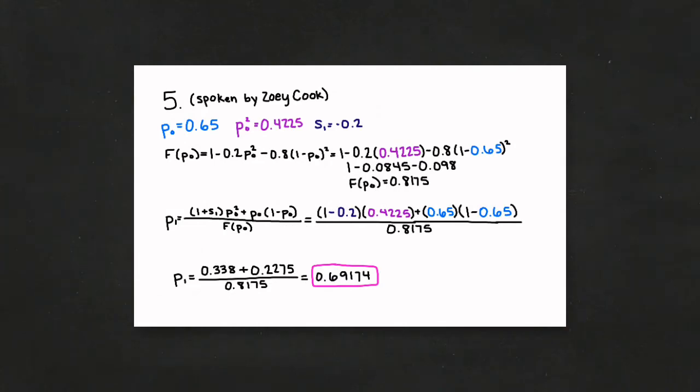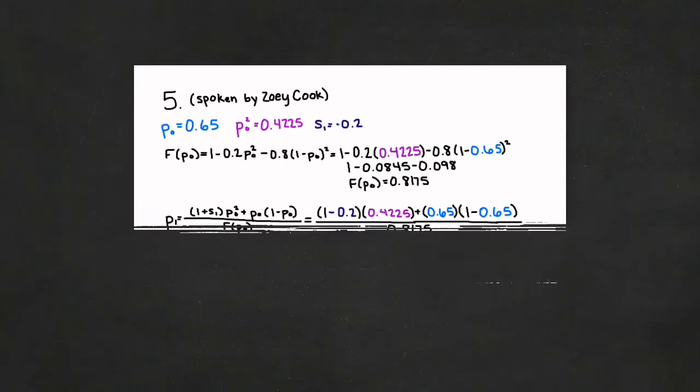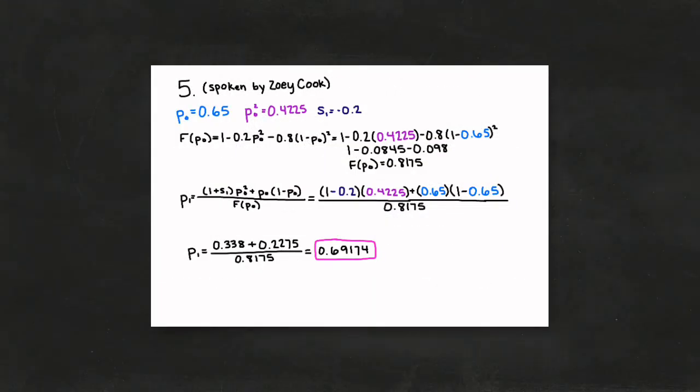In the last problem, we are trying to find the frequency of the big A alleles of the adults in the next generation. We can use the frequencies of the alleles we found in problem 2 to predict these future frequencies. The allele frequencies from the first generation are now labeled P0 for big A. The frequency for big A can be determined by P0 squared. Since P0 equals 0.65, P0 squared equals 0.4225. We determined S sub 1 in the last section to equal −0.2.